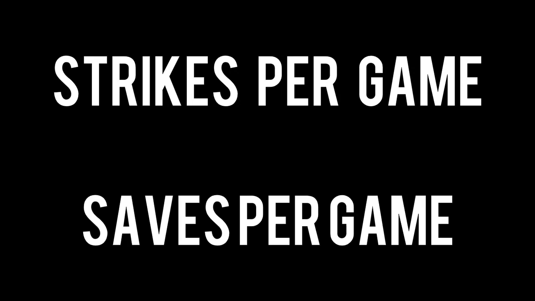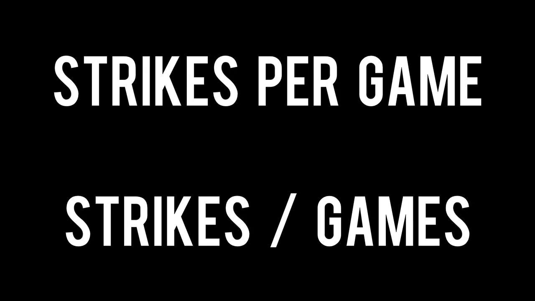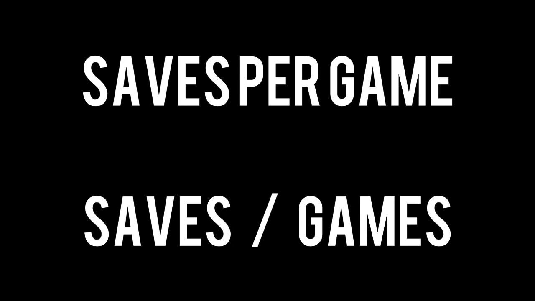Some other less important stats we need to mention are strikes per game and saves per game. For strikes per game, you would divide strikes by the number of games played, and for saves per game, you would need to divide saves by the number of games played.